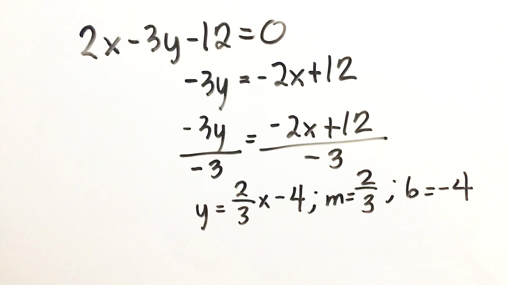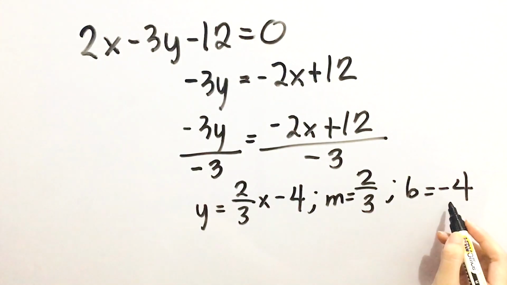Let's use the slope-intercept form. y is equal to mx plus b. This will give us the slope of the line, which is 2/3, a positive number, so this means it is a rising line, while the y-intercept of this equation is -4.